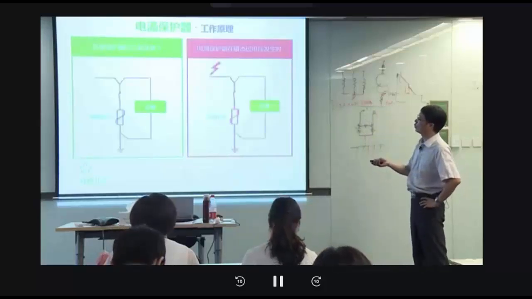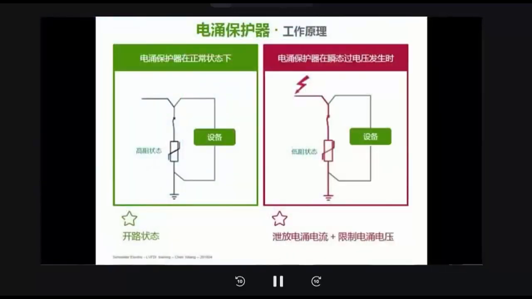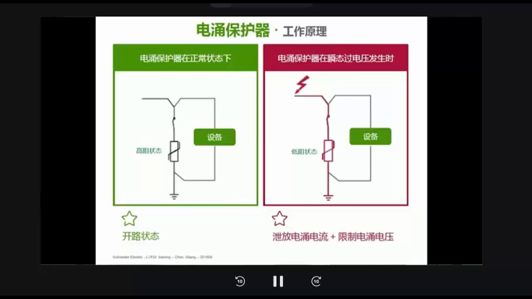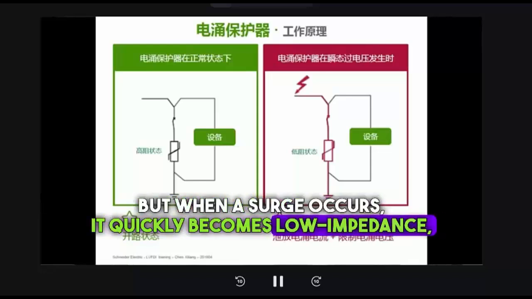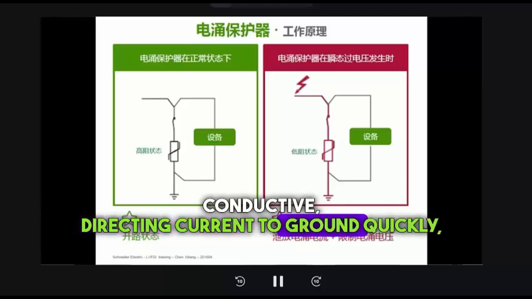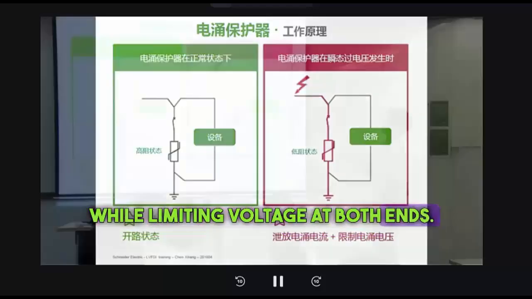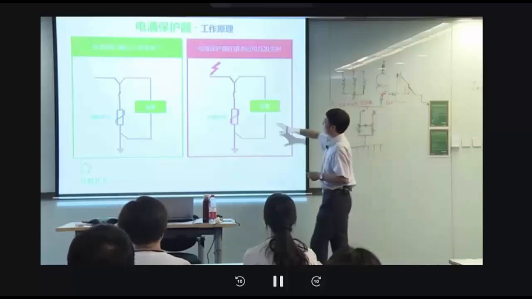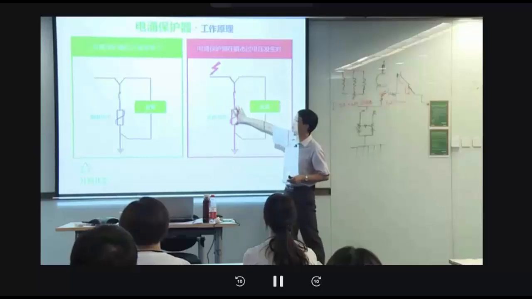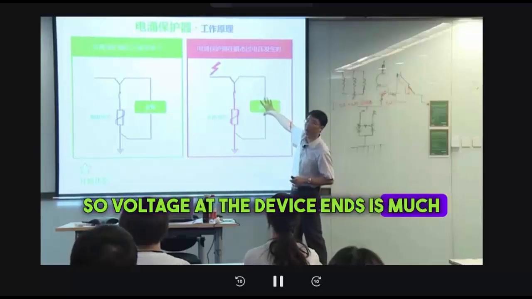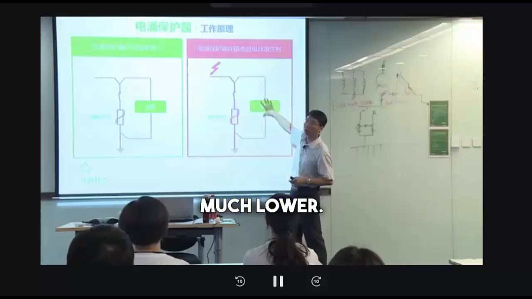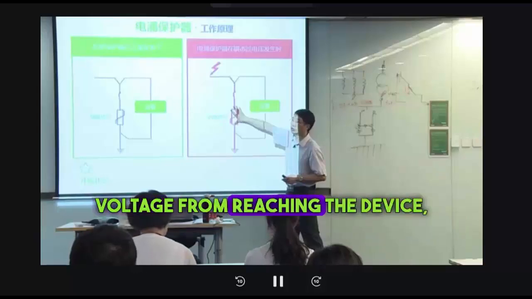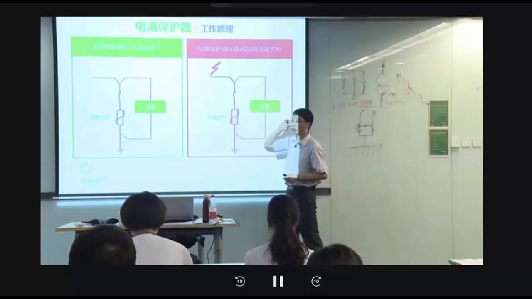SPD works like a valve. Without a surge, it's high impedance. The circuit is in an open state. But when a surge occurs, it quickly becomes low impedance, conductive, directing current to ground quickly, while limiting voltage at both ends. So voltage at the device ends is much lower. By placing this at the power supply's front end, it can shield or block current and surge voltage from reaching the device, acting as a barrier.